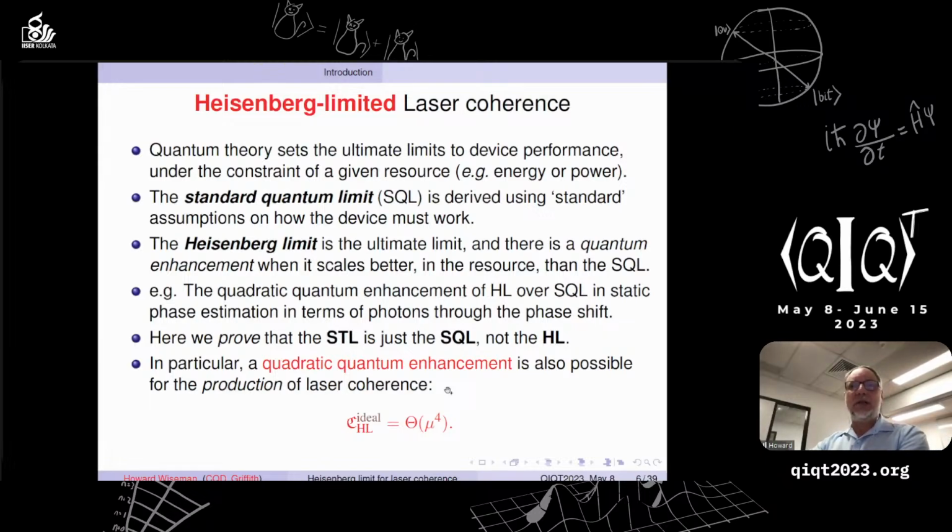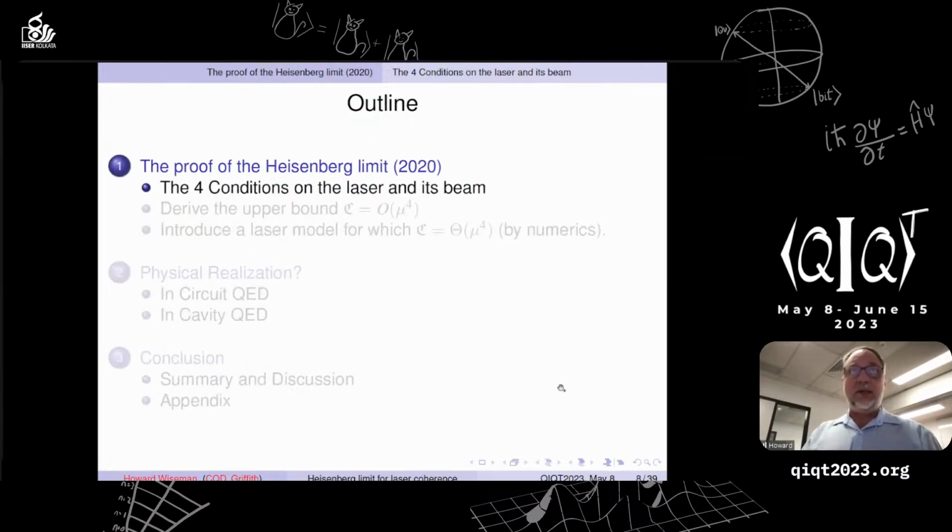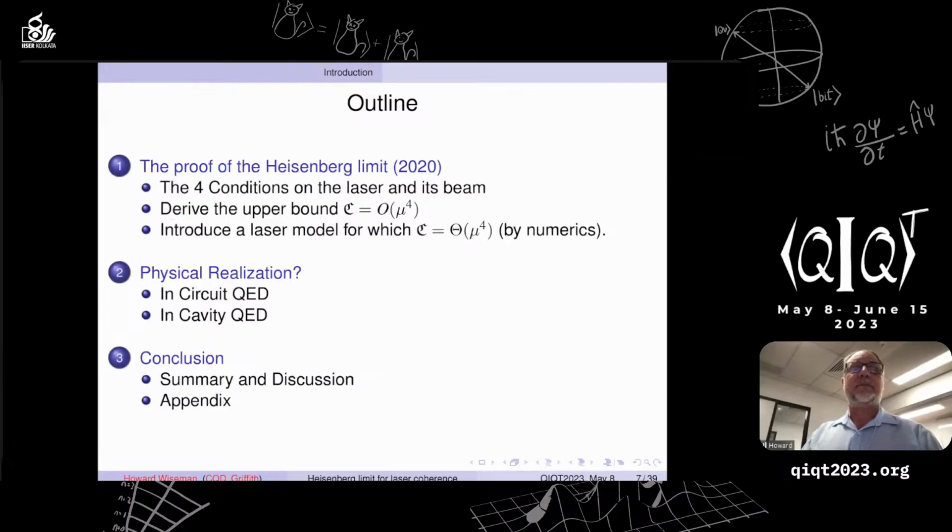Okay, so this is not a Heisenberg limit in the sense of a metrological task, although as we'll see, there is a link to metrology. It's using that term to just mean how well you can achieve any task, and the task here is to get as much coherence as possible given the resource of the number of stored excitations in the laser. So what we prove is that the Heisenberg limit for a laser scales like mu to the fourth, not like mu squared as for the standard quantum limit. Okay, so that's a summary of what we did in that 2020 paper.